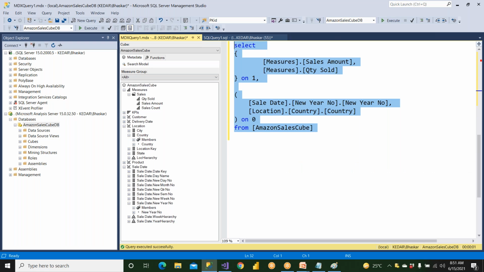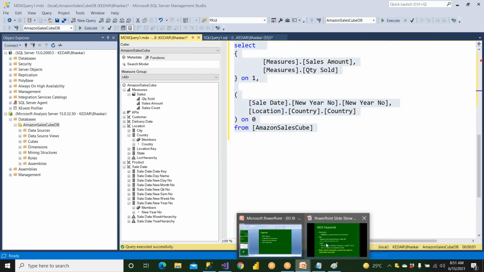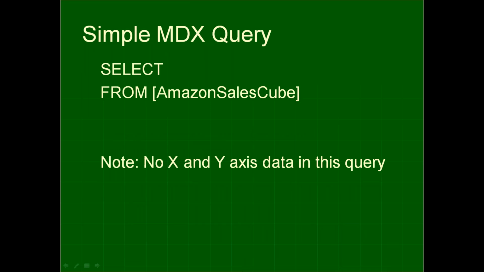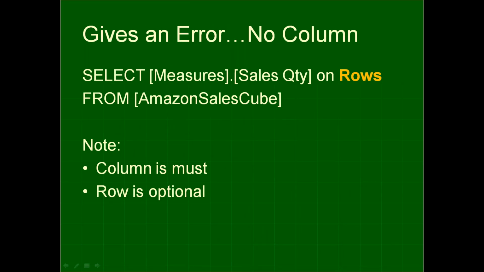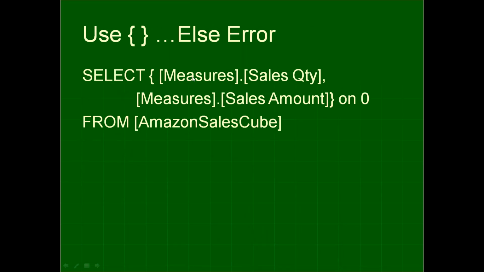Now, that is the question people may ask you in your queries. Can I have this? The answer is definitely we can have. Now, I wanted to have sales quantity and sales amount. So it is a set, right? We need to use these two braces.